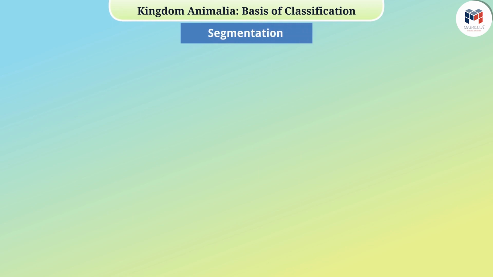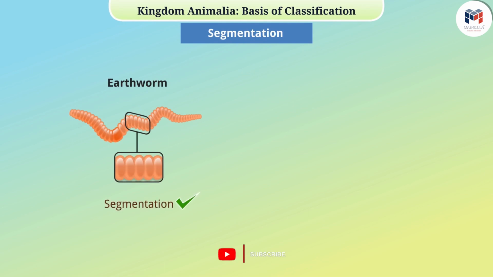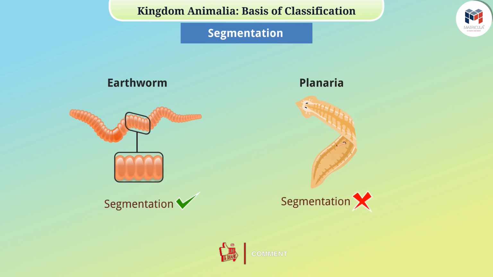Segmentation. The body of some animals, like earthworms, is divided into segments on both external and internal sides, while the body of some animals like cnidaria is not segmented.